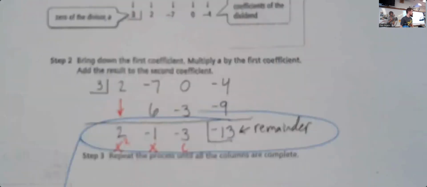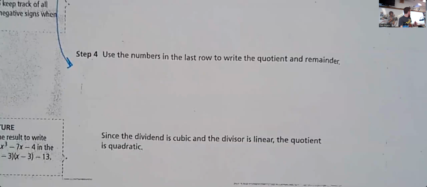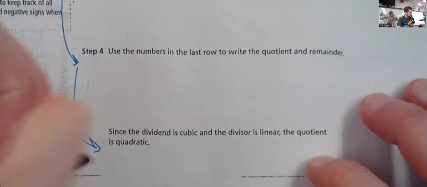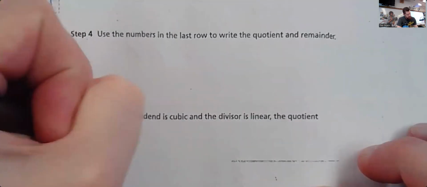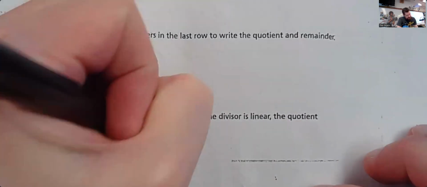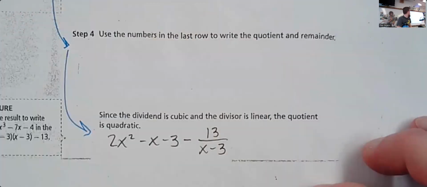And while this might not seem like a shortcut right now, once you learn this process, it's actually a lot quicker than using long division if you're dividing by a linear binomial that has a coefficient of 1. It's a very limited use case, but when you can use it, it's pretty quick. So we've got the quotient and the remainder, so we're just going to go ahead and write the answer down here, and the answer is going to be 2x squared minus x minus 3 minus 13 over x minus 3 because of the remainder.